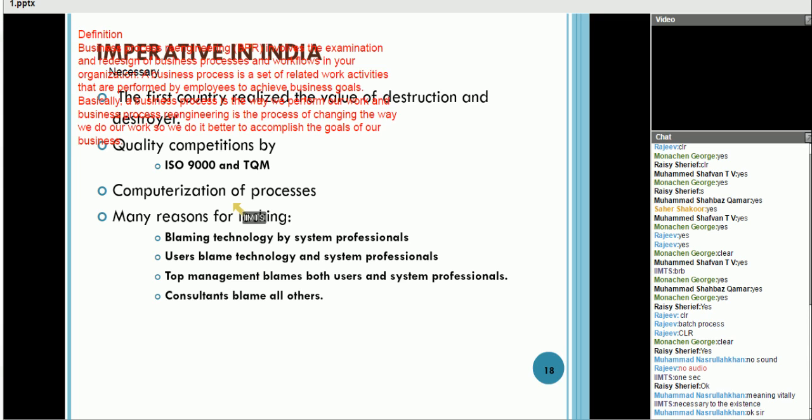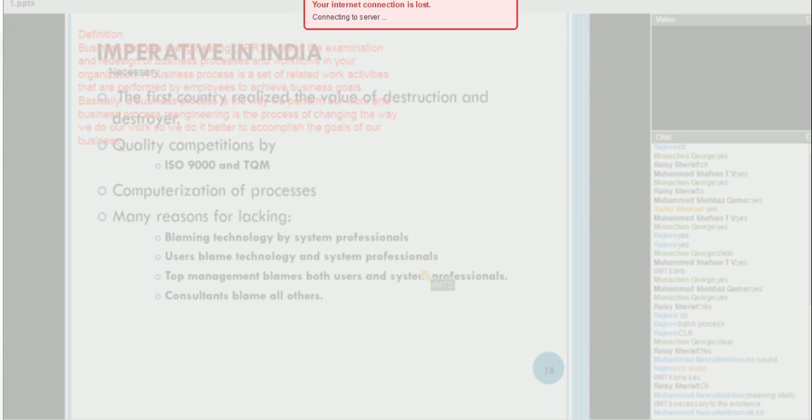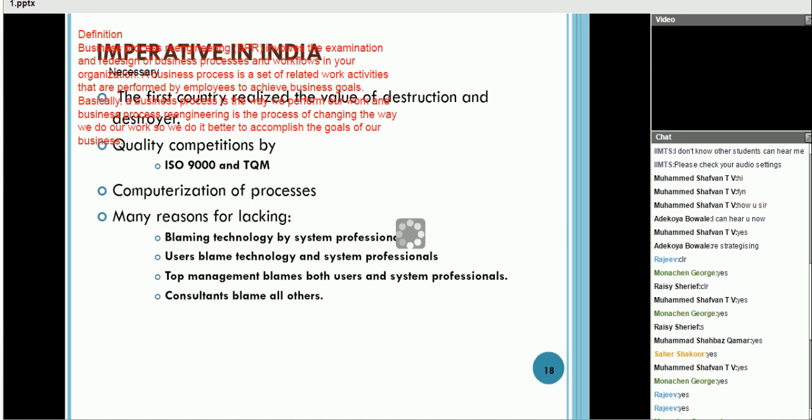Right, so the first country realized the value of destruction and destroyer. Quality competitions by ISO 9000 and total quality management. Computerization of process. Many reasons for lacking. Number one, blaming. Why is it lacking in India, right? So these are the 4 reasons. Blaming technology by system professionals, right? So the professionals keep on blaming instead of trying to have positive thinking. Users blame and system professionals. Consultant blames all others, right? So they keep on blaming each other, that is not a very helpful thing.